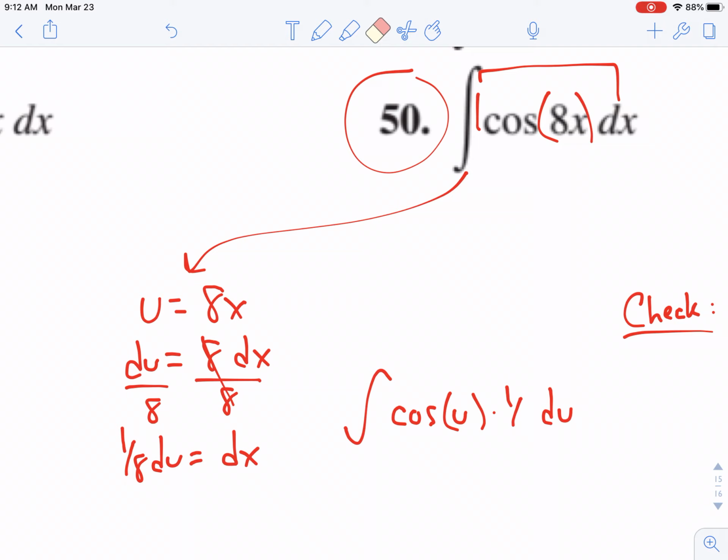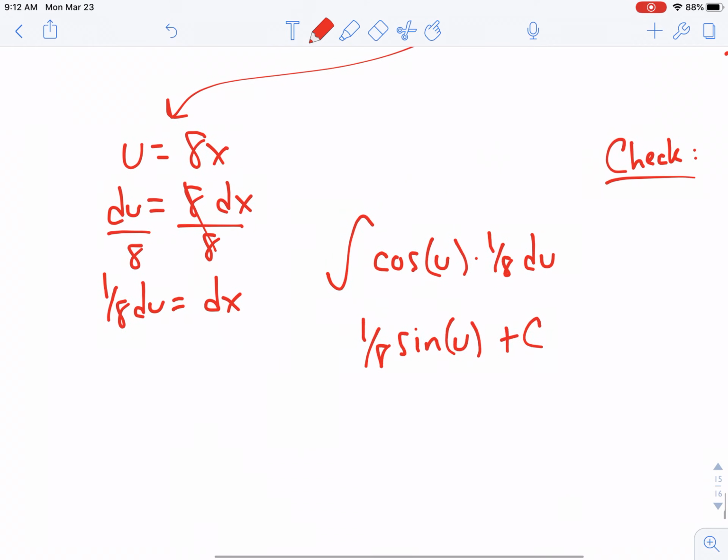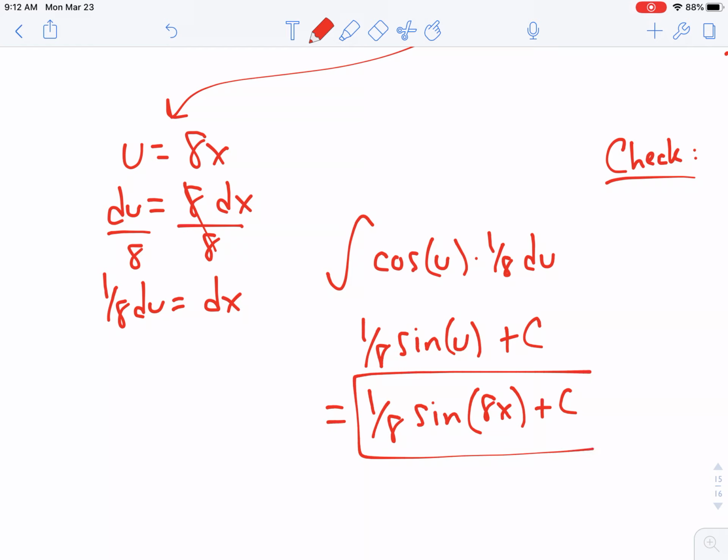So the key step in this whole problem was making sure we have that 1/8 factor in there. Because when we took the derivative of u, it became 8 dx, but we only needed 1 dx. So we had to divide that 8 out of there. Then we just integrate 1/8 cosine, which is really just going to be 1/8 sine of u plus c. And then we would plug back in our u expression. That's it. Done.